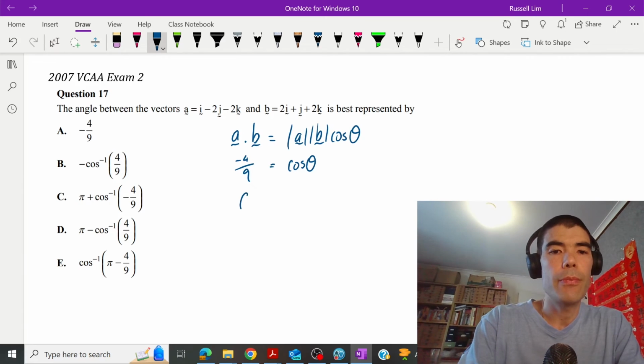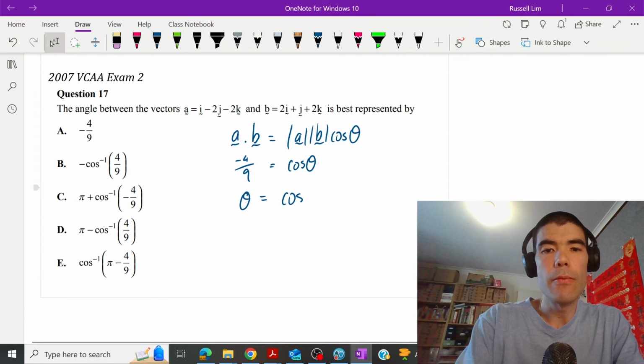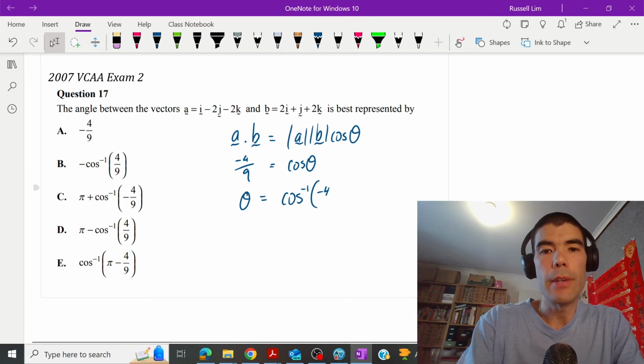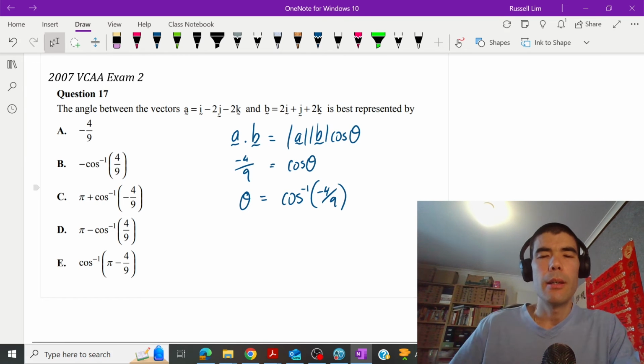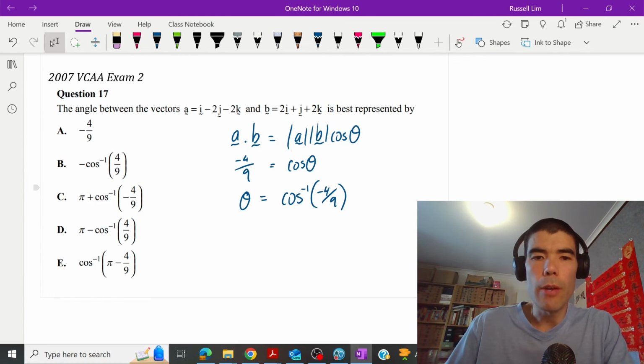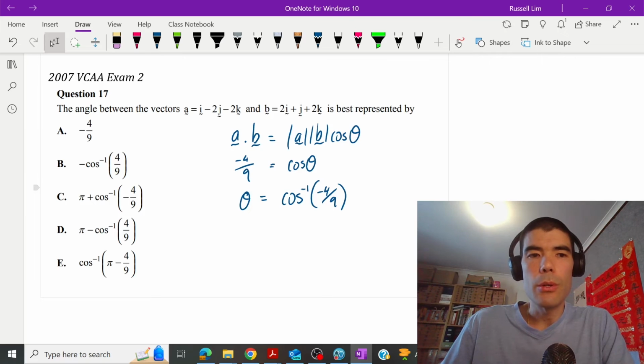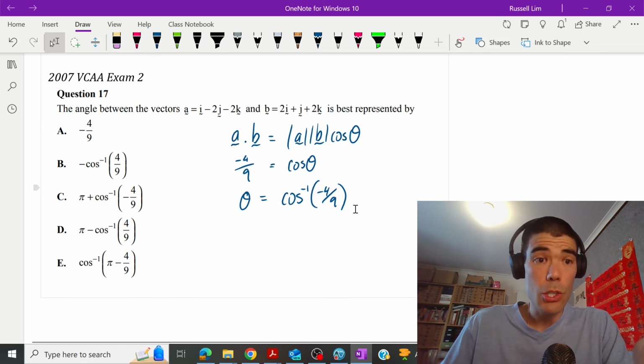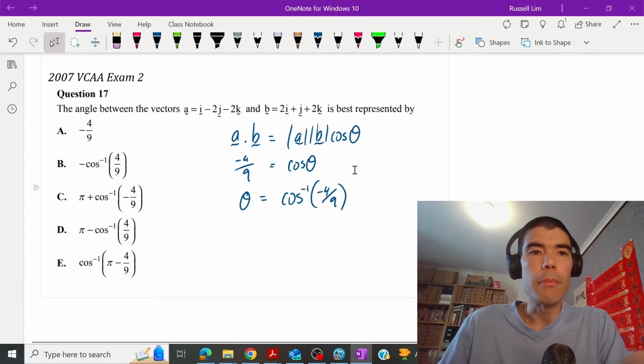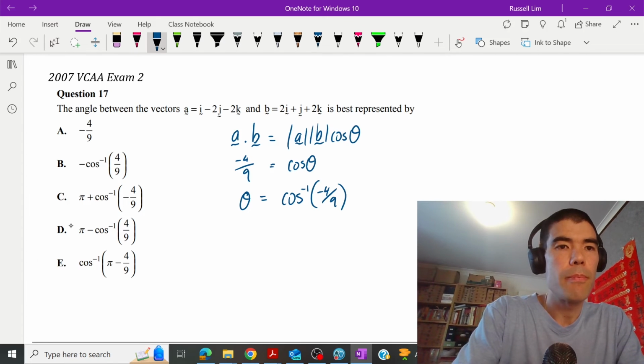So what does that tell us about the angle between the vectors? Well, it should be the inverse cosine of negative 4 over 9. But that's actually not one of our options. So, I mean, we could get this on the calculator and check through all of these to see which one it's equivalent to. But let's see why it's going to be this one here.